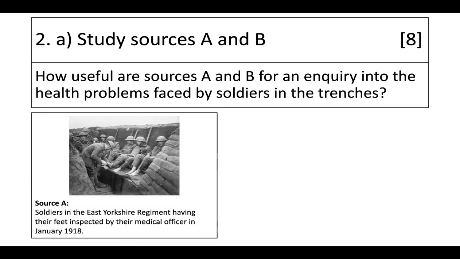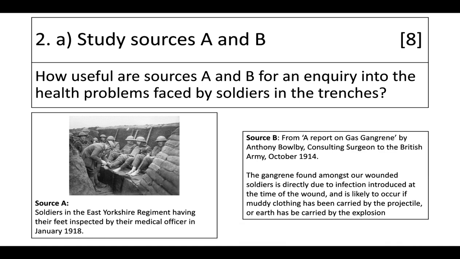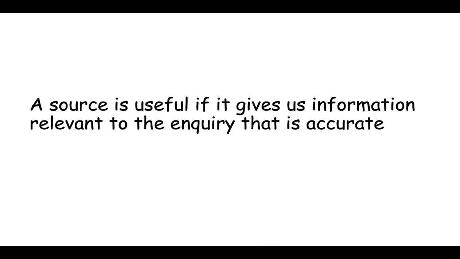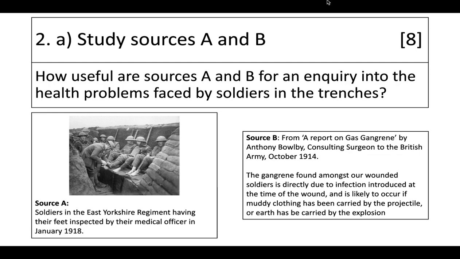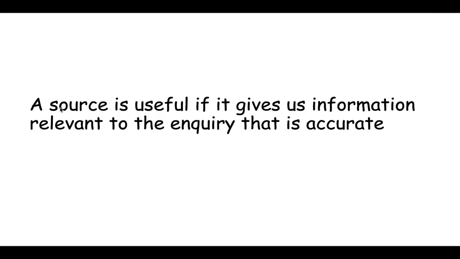So straight away when we see the source, we should be thinking, right, health problems. What health problems can we see here? And there's source B. We're not going to look at both of those, but I do want to look at source A. Just as a reminder, a source is useful if it gives us information that is relevant to our inquiry, and in this case, that is health problems faced by soldiers. So if it gives us information about health problems faced by soldiers that we think is going to be accurate, that's what makes a useful source.